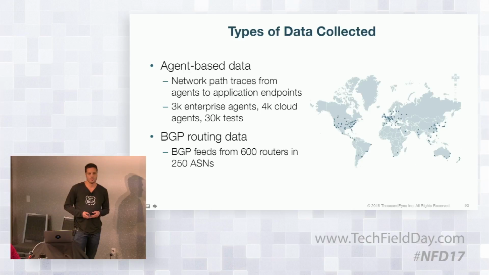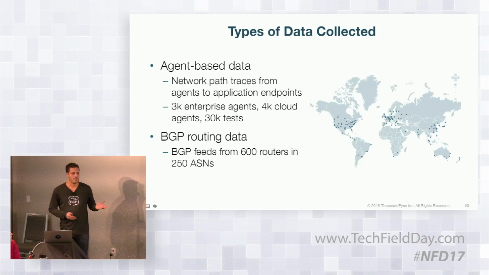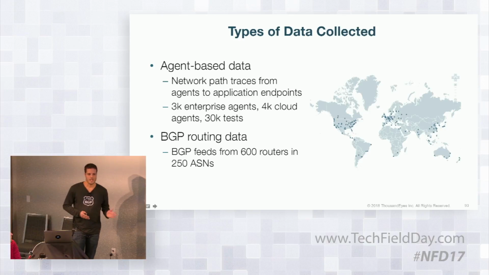Just to talk a little bit about the data we collect. There are two main types of data. There's agent-based data, in the form mostly of path traces in this case, which are our version of traceroute. Right now we have close to 7,000 agent instances between enterprise and cloud agents. We have about 150 agent locations, so that world map over there represents the locations where we have cloud agents.